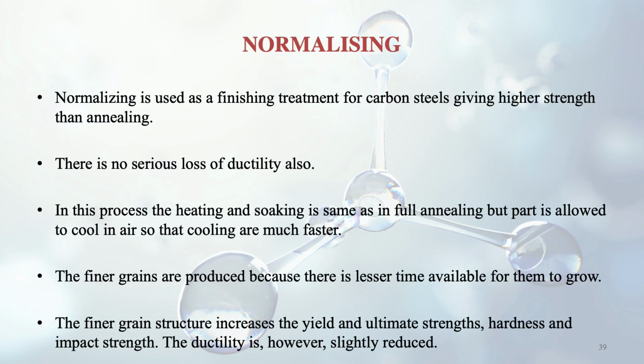So earlier we were giving more time because it was being cooled in the furnace in case of full annealing. So growth was more. Here the growth is less. So that's why finer grains are there. The finer grain structure increases the yield and ultimate strength, hardness and impact strength. The ductility is, however, slightly reduced. So we see here that the normalizing process is giving us steel which is of higher strength and hardness and impact strength as compared to the annealing process.